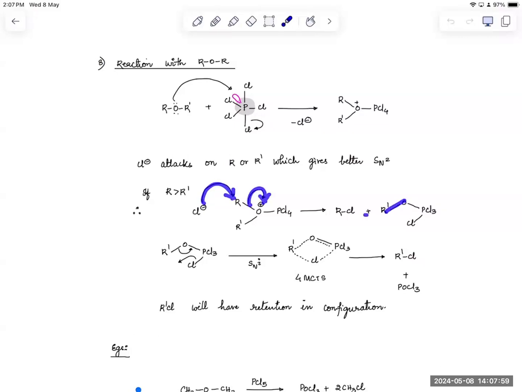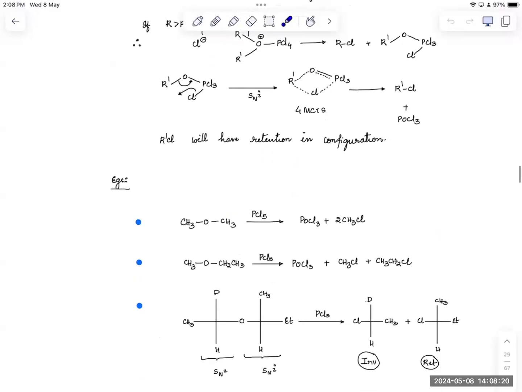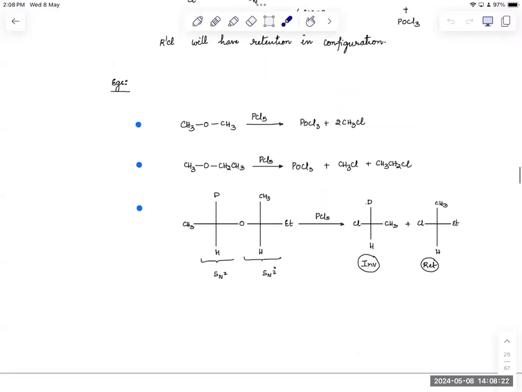Again, I'll get R dash O PCl and Cl, for which it will make a double bond here. Cl minus will go, and the Cl minus will attack simultaneously from here. So that will make it a four-member cyclic transition state, and eventually you'll get R dash Cl. Okay. So both of them, one will be RCl and the other one will be R dash Cl. If you notice the examples, we'll get POCl3 and 2 moles of this, or 1 mole of this and 1 mole of this.